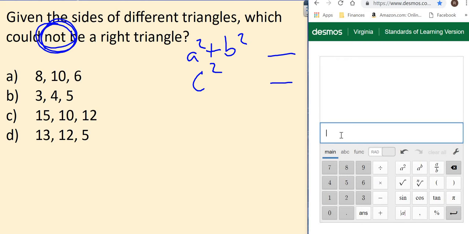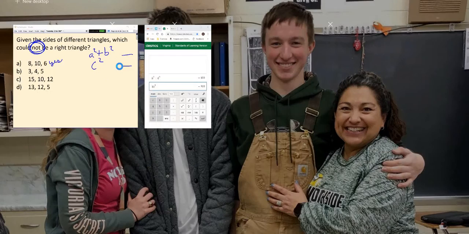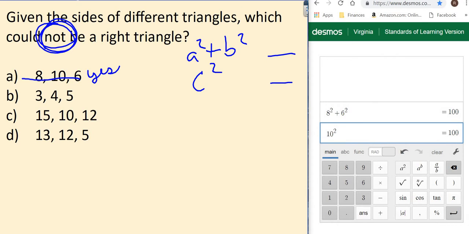So let's start with a. My hypotenuse is always the longest. So let's do 8 squared, because that's a leg, plus 6 squared, which is another leg. Then we'll put in the hypotenuse squared, 10 squared. Those two numbers are exactly the same. So yes, this is a right triangle, but we want one that is not. So that's not going to work for what we need. Let's go ahead and try the next one.